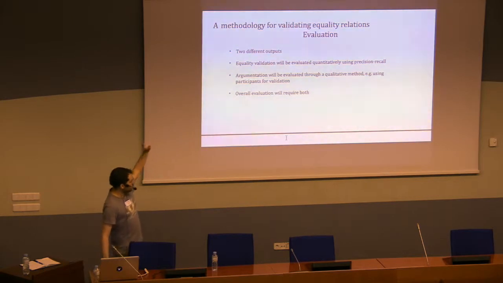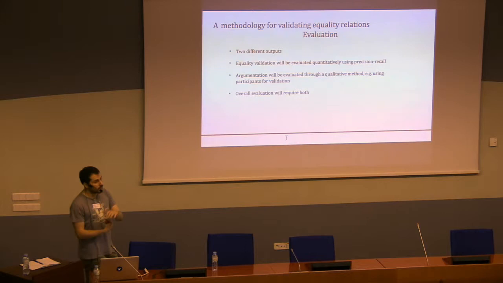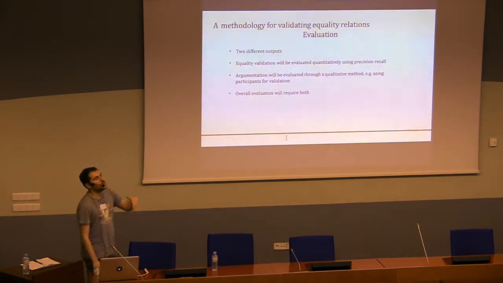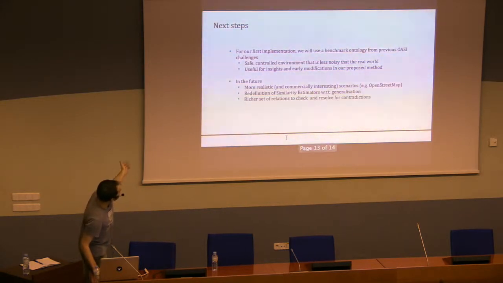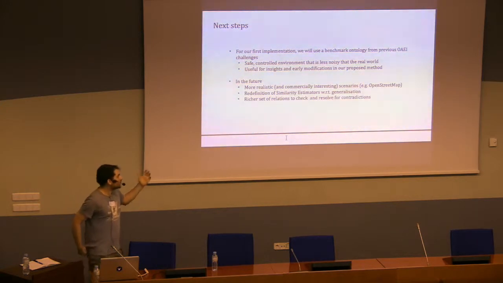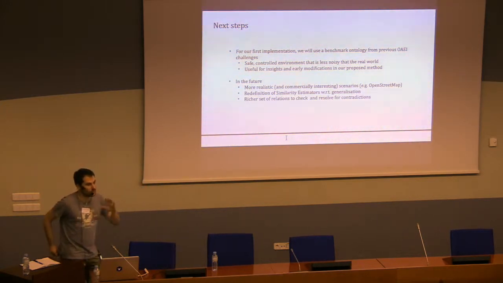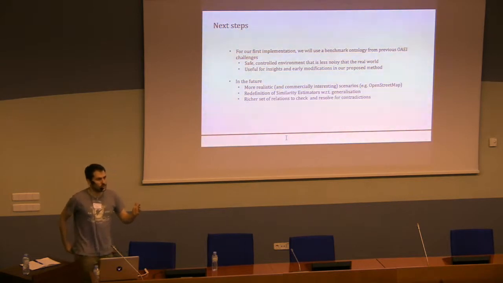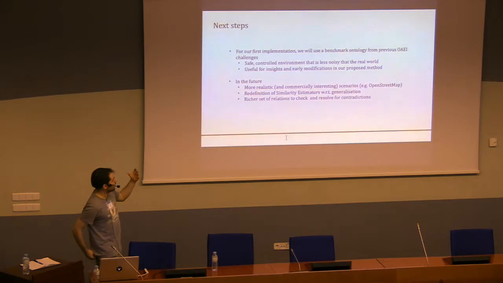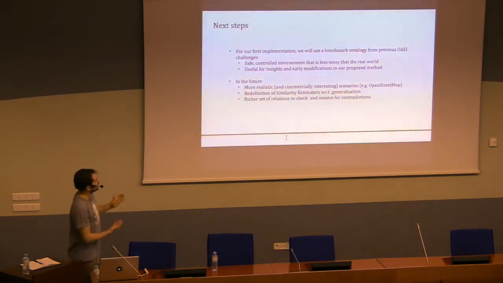So for the evaluation, and I'm quickly going to go through this because I've exceeded my time, we have two outputs. One is quantitative, and the supportive argumentation part is qualitative. So the overall evaluation will require both things to be evaluated independently. And finally, for our next steps, for our first implementation, we're going to use a benchmark ontology, which is kind of safe, because it's created for instance matching techniques.